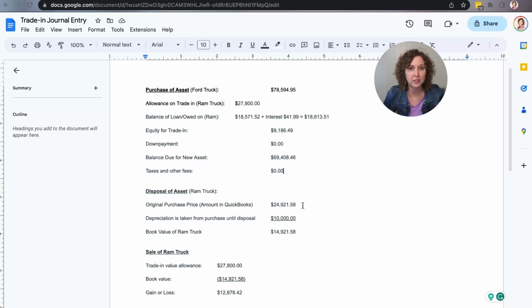The next factor you're going to need to know is the vehicle you're trading in, what is the value of it?